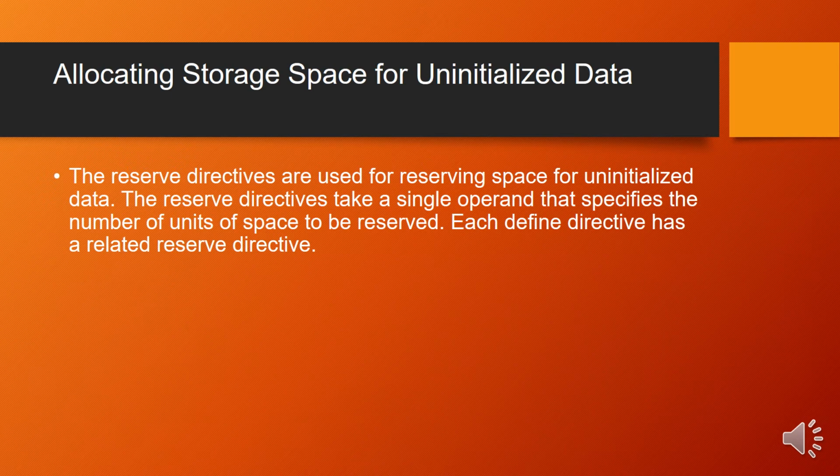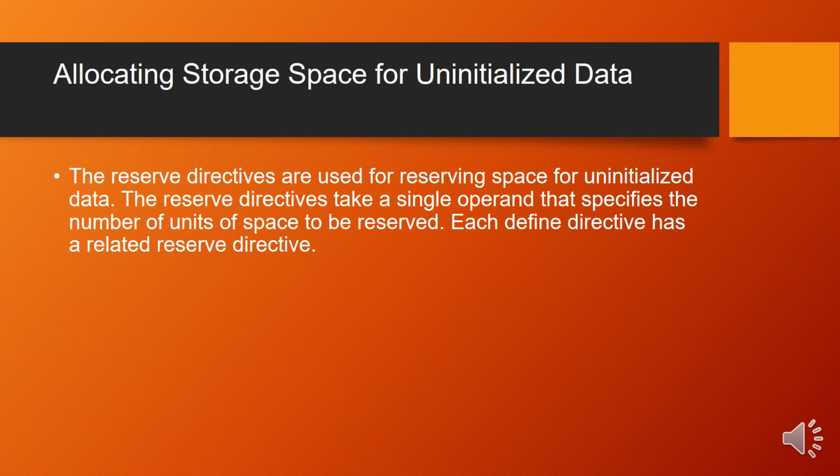Now, if there is uninitialized data, which kind of directive do you need to use? In the previous slide, whatever we have seen is for initialized data, where we have already initialized the data with a certain value. If we have not initialized the data, then we can't use dw, db or dq as the directive. In that case, we need to use another directive, called a reserve directive. The reserve directives are used for reserving space for uninitialized data.